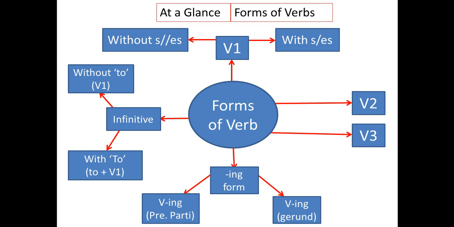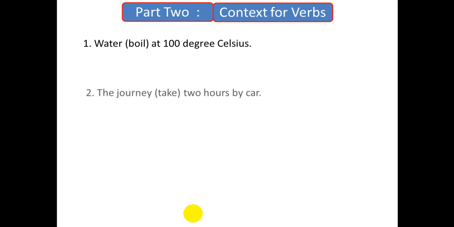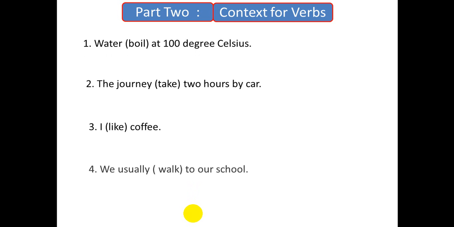So we're at the end of part 1, and now let's move to part 2, that will deal with context for verbs. This part will show you why the verbs are taking different forms. Okay, so be serious because this is the main segment of our class. So there are some examples. Let's look at the restatement, how the verbs are restated here.